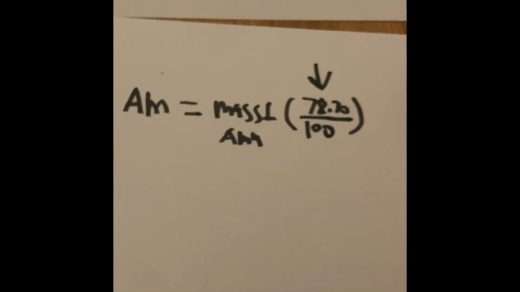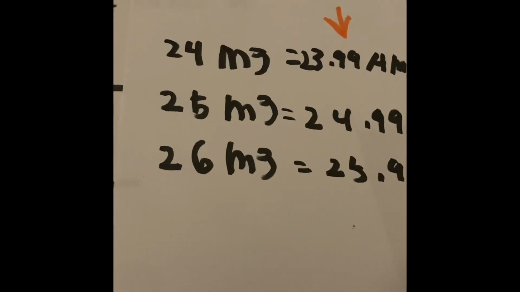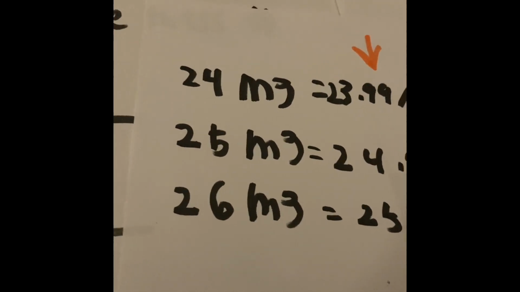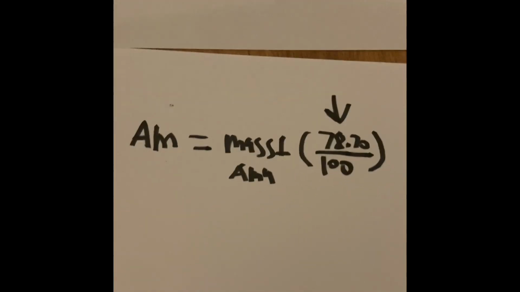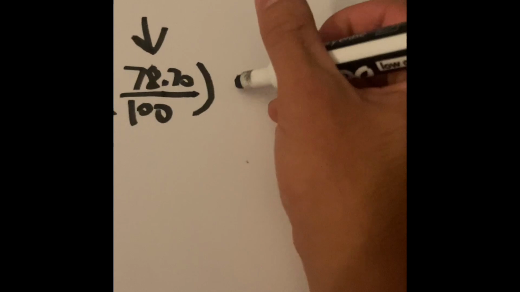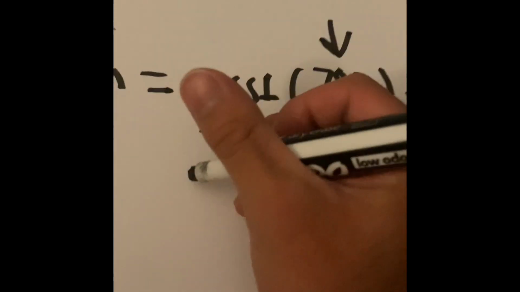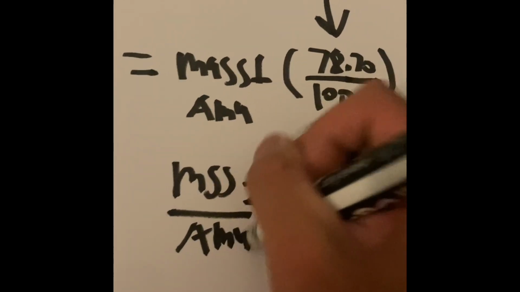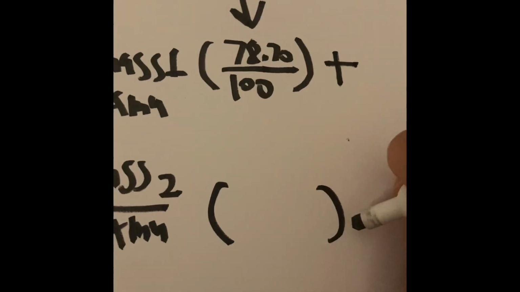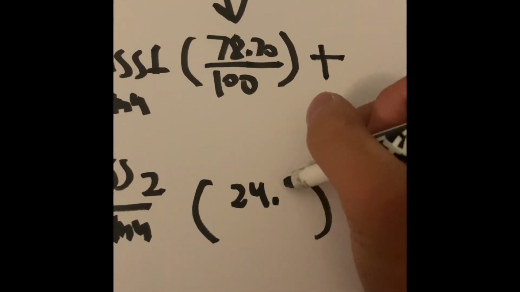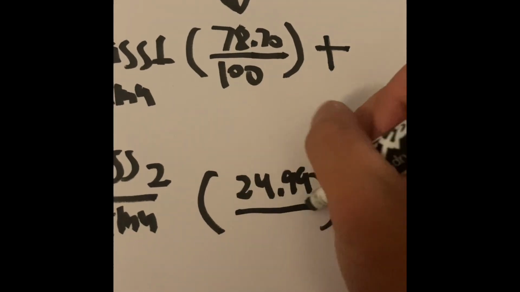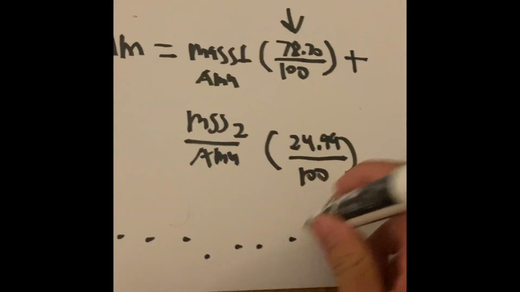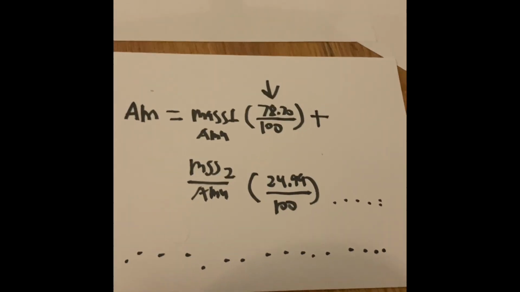Depending on how many different atoms of the same element there are that have different atomic masses, if we want to add a second one, we add the mass of the second object in AMU, multiply it by its own abundance, and divide by 100 to get a decimal, and so on. We can add as many as we want, so let's get started.